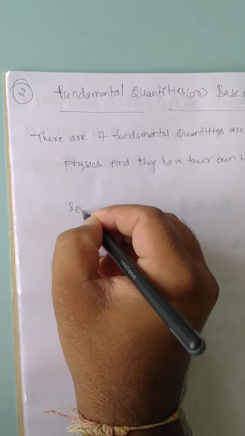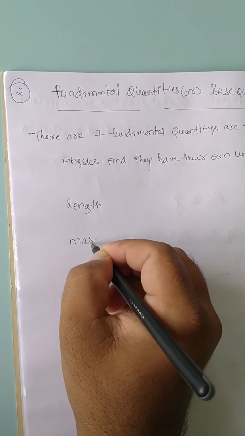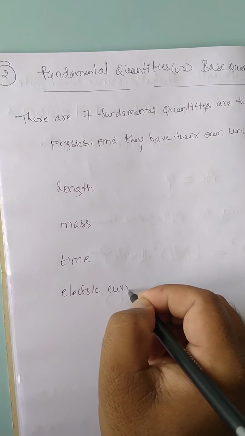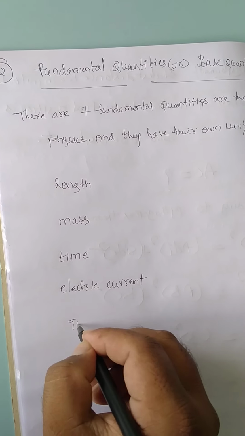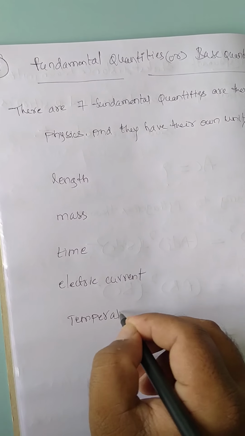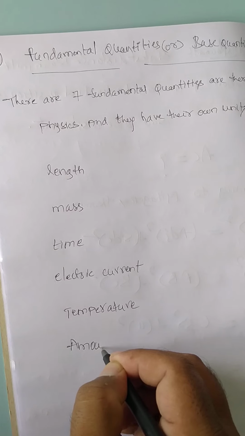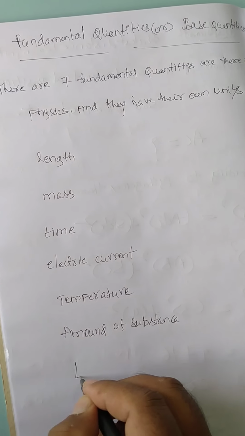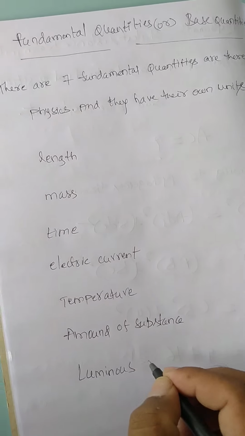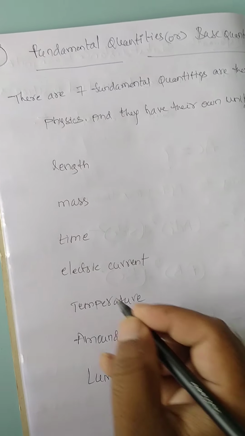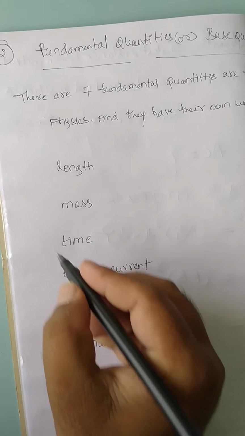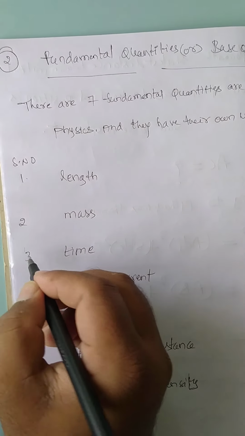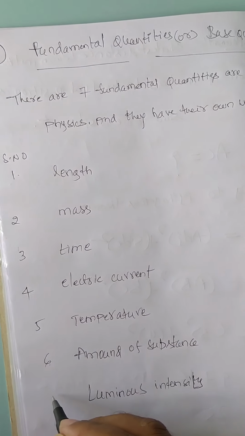See, one is length, second is mass, third is time, fourth is electric current, fifth is temperature, sixth is amount of substance, and seventh is luminous intensity. Serial numbers 1, 2, 3, 4, 5, 6, 7.